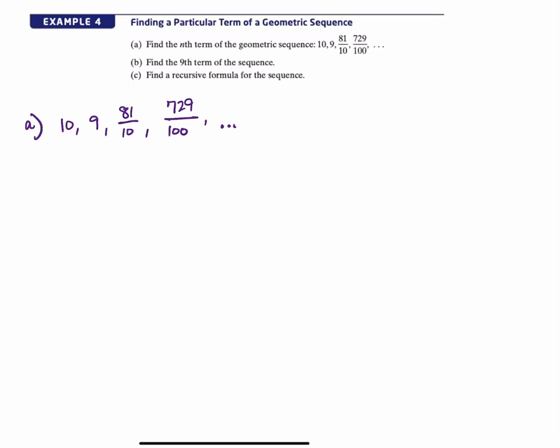So in order to find that, we can just pick two terms and divide them. So let's take this term 9 and divide by 10. That will give us our common ratio. So our first term is 10. Our common ratio would be 9 over 10. So that means our nth term, a sub n, should be our first term, which is 10, times our common ratio, 9 over 10, to the power of n minus 1.